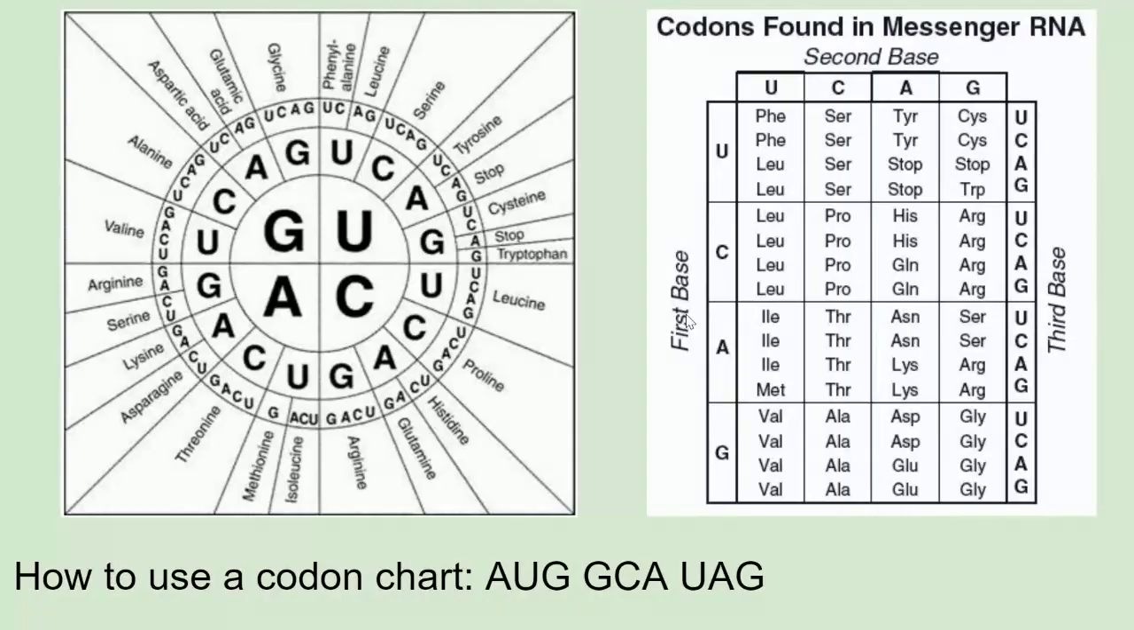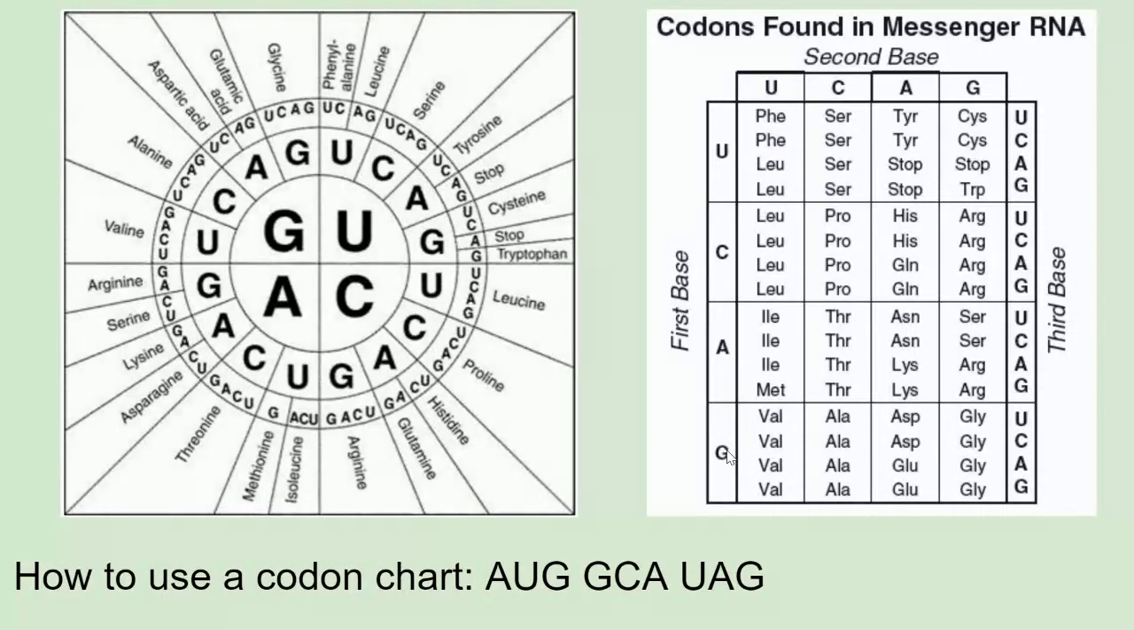So if I'm looking for AUG, I'm going to start with my first base, A. I see that A is right here, and I know then that my answer is going to be somewhere within this row, this big row. Next, I look for my second base, U. U is right here, and that tells me that my answer is going to be somewhere within this first column of the chart. So A is going to be in this row, U is going to be in this column, and then for my third base, I'm going to look over here, and I see G, and I follow it back, and I see MET. MET stands for methionine. Next, I have GCA.